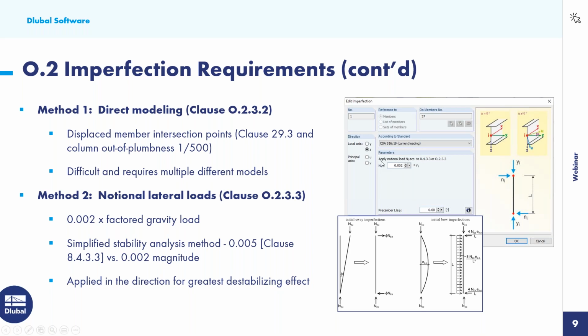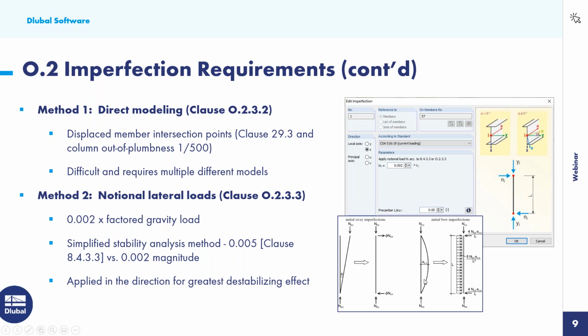So over on the right-hand side, I have just a little dialog box, which we'll get into with our example today, of how we can take into consideration these notional loads within RFEM with what we call imperfections. And these imperfections allow us to not only consider this lateral load to cause member out of plumbness that we're seeing over here on the left, but we also can consider somewhat of a precamber or a member out of straightness if we wanted to as well.